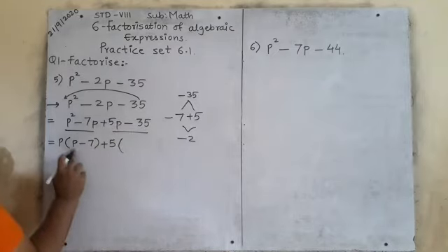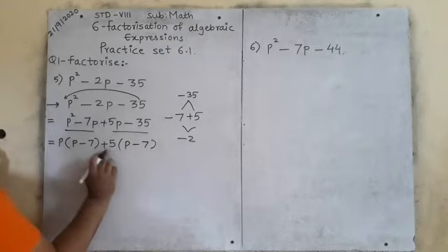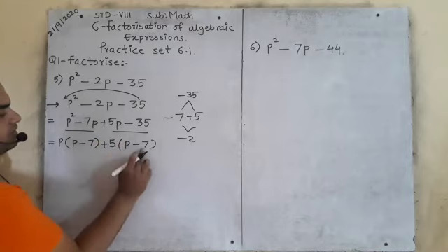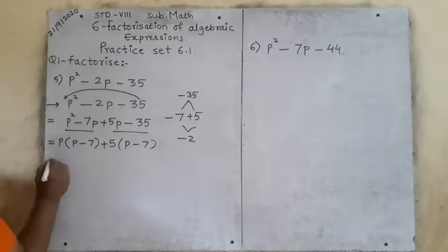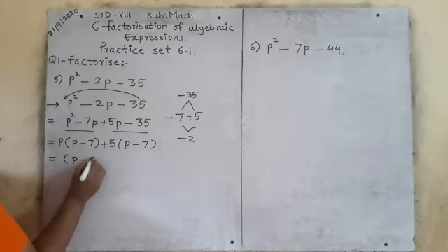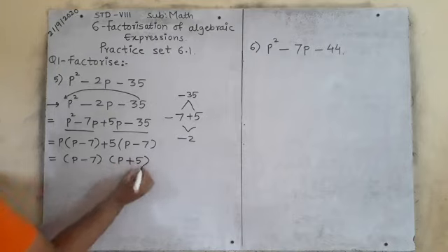What is your first bracket? P minus 7. Second bracket also should be P minus 7. Check it. Plus 5 p's are 5p. Plus 5 multiplied by minus 7 is minus 35. Is it clear? Now which bracket comes twice? P minus 7. Which bracket comes outside? P plus 5. Is it clear?